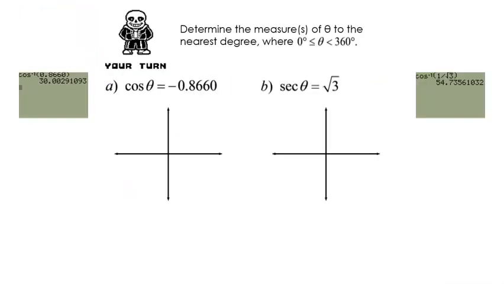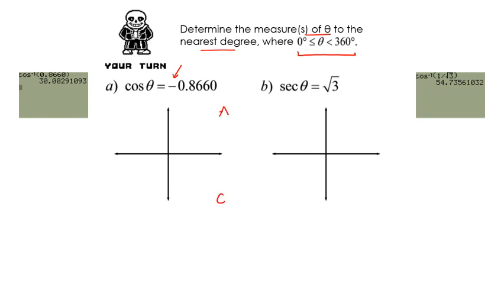For the your turn, we're going to find the measures of angle theta, again to the nearest degree, and we want our answers to fall between 0 degrees and 360 degrees. So for A, I've got cos theta is equal to negative 0.8660. So first, we have to figure out which quadrants cosine is going to be negative in.